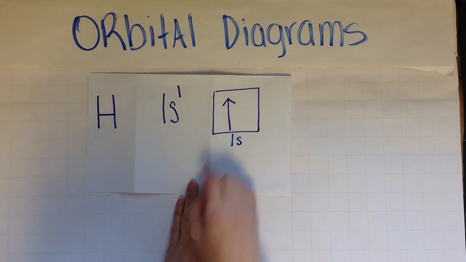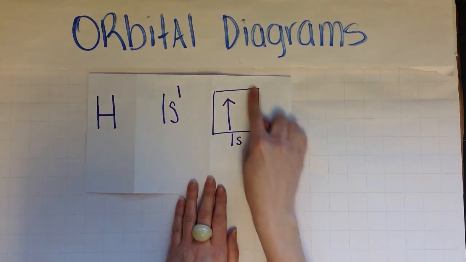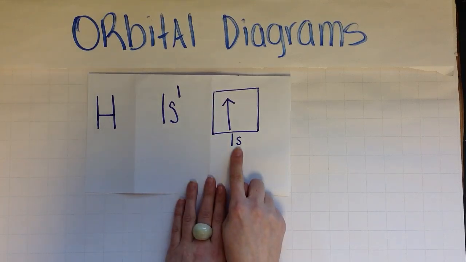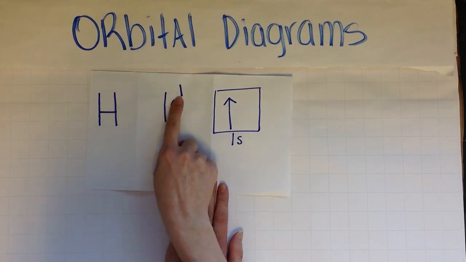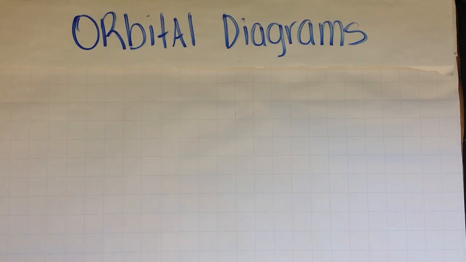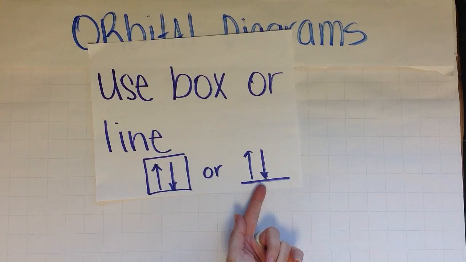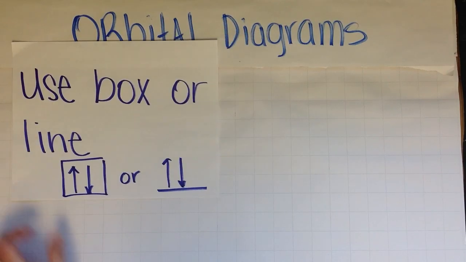I first start with an arrow going up. Since I only have one electron, I only have one arrow going up. This box represents the orbital. An orbital is where the electron is found. Remember, in the s orbital, you can only hold up to 2 electrons. So this box can only hold up to 2 electrons, but there is only one to fill in it. Okay? So let's go ahead and write that down, that we use a box or a line, seen here, a little bit easier, to represent our orbital.